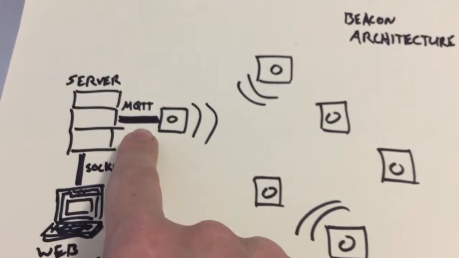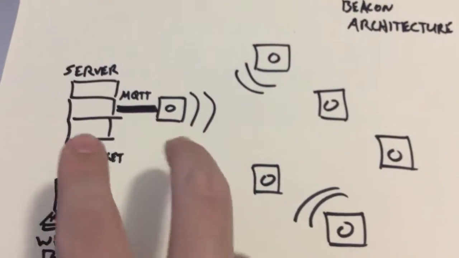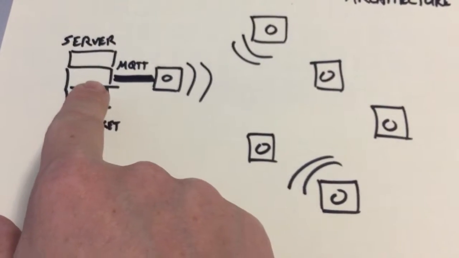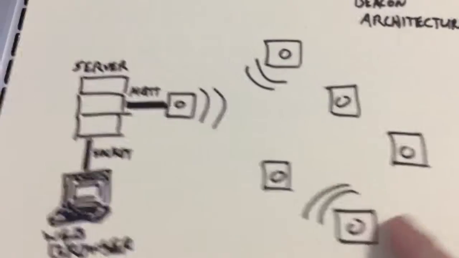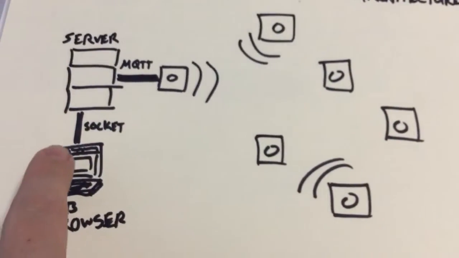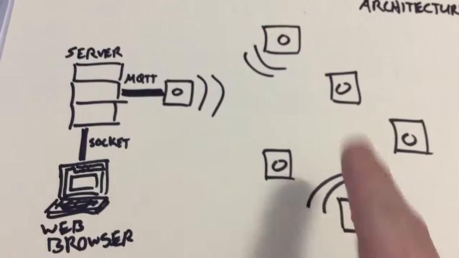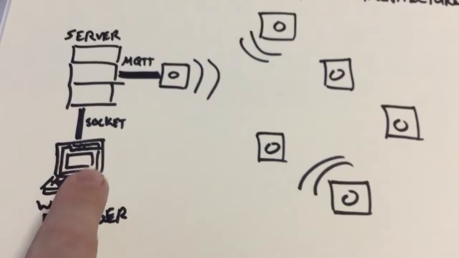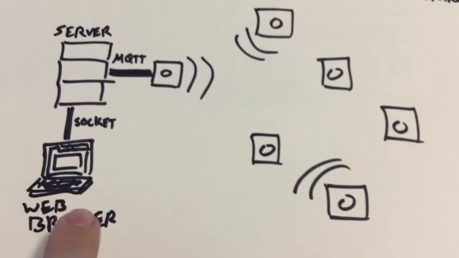MQTT is a type of protocol that allows for very small packets of information for machine-to-machine communication. Then on that server, we can store the state of all of the different beacons and what they're doing, like being pressed, or if they're activated, or if they're showing something. That information can then be connected through a WebSocket on a web server, on a laptop, or on a phone.